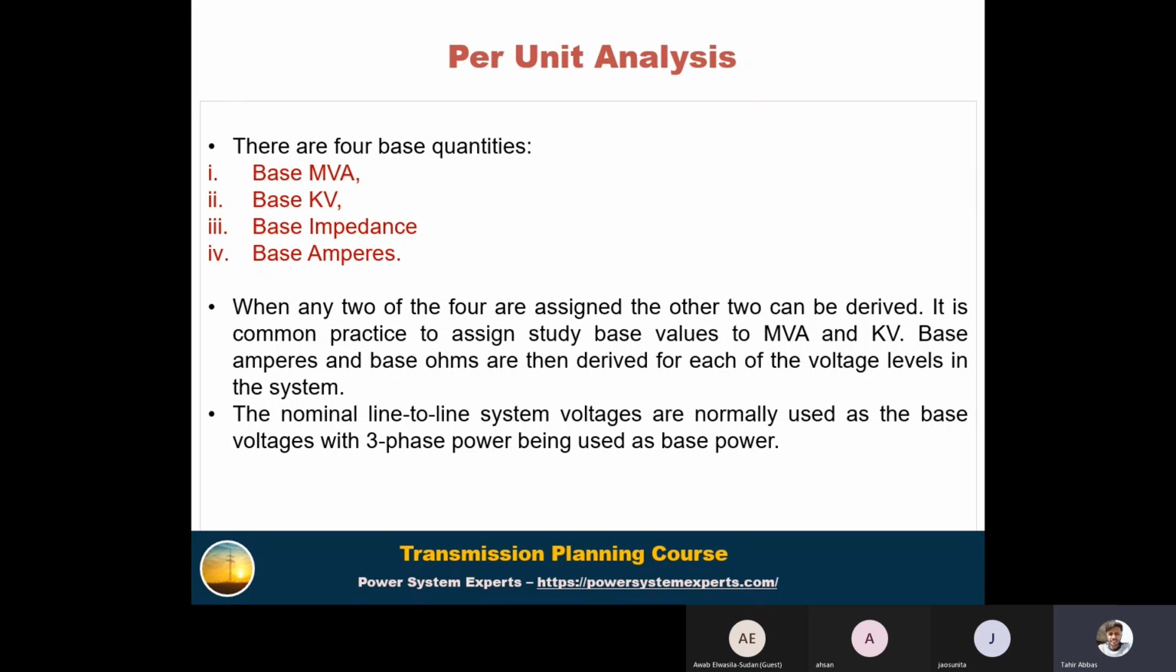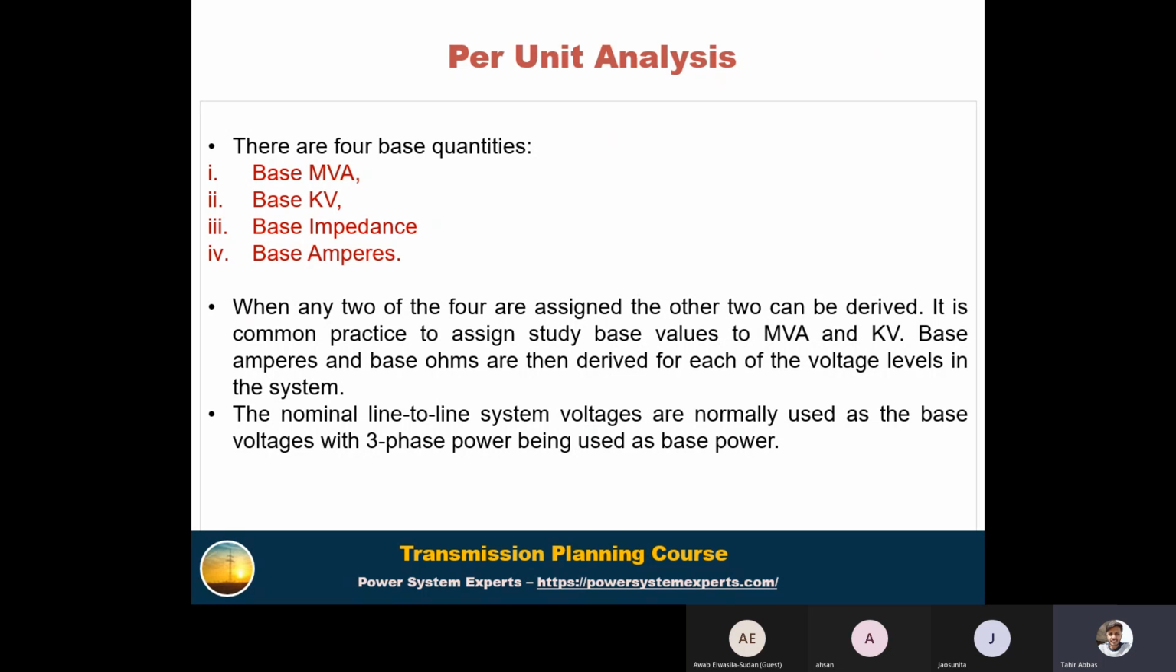There are four basic base quantities. One is the base MVA, the next is the base kV, the third one is the base impedance, and the fourth one is the base amperes. Mostly we say kiloamps also, because at system level the quantity is high. If any two of the four are assigned, we can find the other two base quantities. First we find the base quantities, then we can find the per unit quantities simply by dividing the actual value by the base quantities.